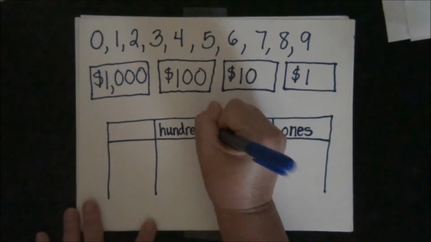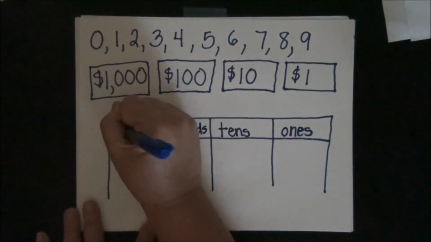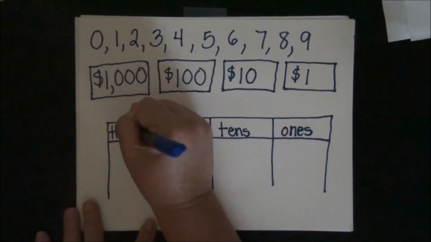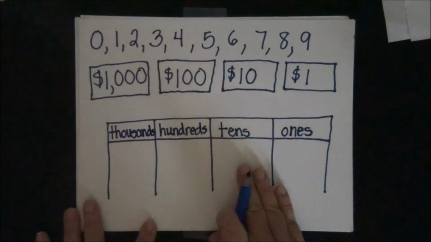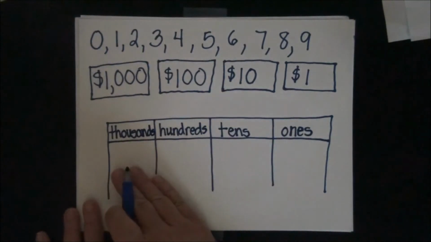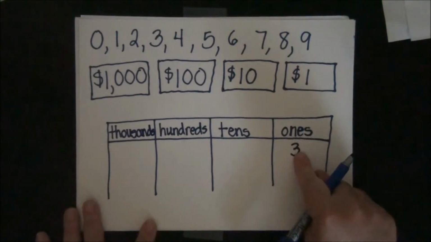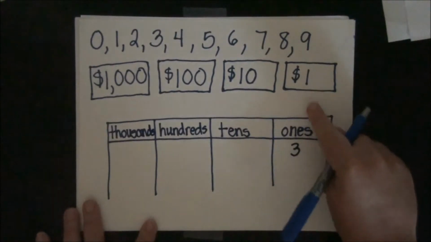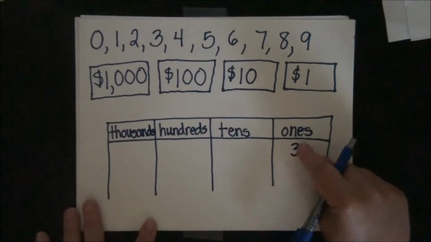Think of it like $100 bills. And then you have the thousands place. Think of it like $1,000 bills. Okay, so when you put digits in these different columns, they have different values. So if you put a 3 here, it's the same as 3 $1 bills. It's 3. The value of it is 3.